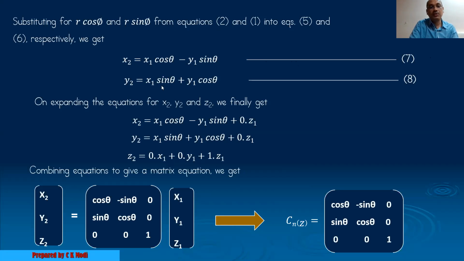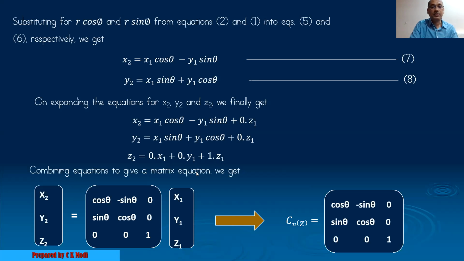And y2 is equal to x1 sin theta plus y1 cos theta. So that is equation number 8. Now we have two equations, 7 and 8. On expanding these equations for x2, y2 and z2, we finally get x2 is equal to x1 cos theta minus y1 sin theta plus 0 z1. For y2 is equal to x1 sin theta plus y1 cos theta plus 0 z1, and for z2 is equal to 0 x1 plus 0 y1 plus 1 z1.